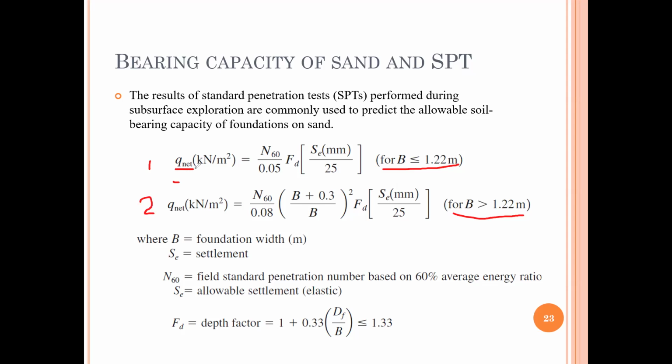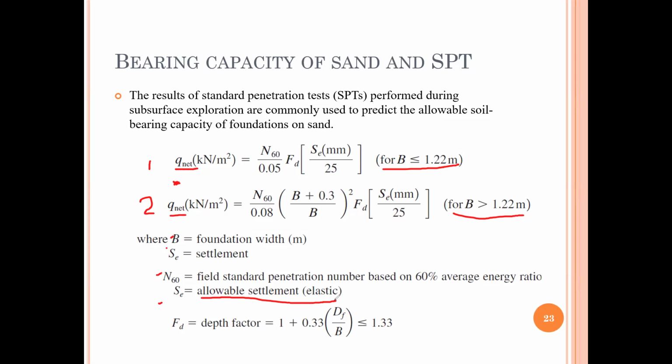the allowable or net bearing capacity. So it's a net bearing capacity. The equation consists of the N60 value, the width of the foundation, and the expected elastic settlement of the foundation. That is a design factor. This is something I like to mention again. In some cases we can consider this like 25 millimeters or something like that.